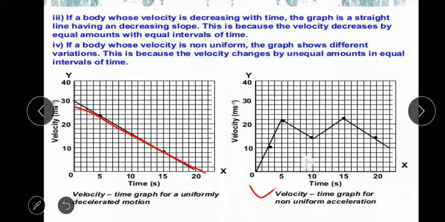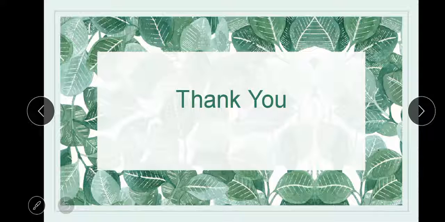But if you have to represent a non-uniform accelerated motion in a velocity time graph, then the graph will be zigzag because the velocity changes by unequal amounts in equal intervals of time. Always think about the nature of the graph and according to this put your values. Thank you. Hope you are understanding well.